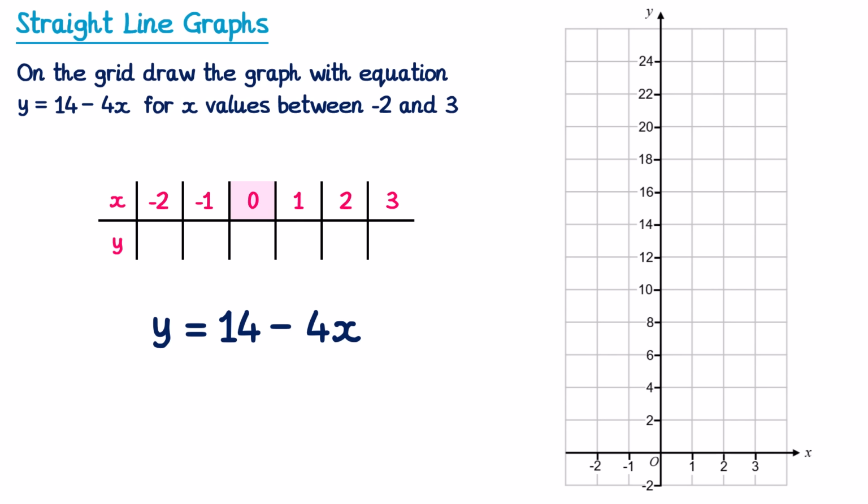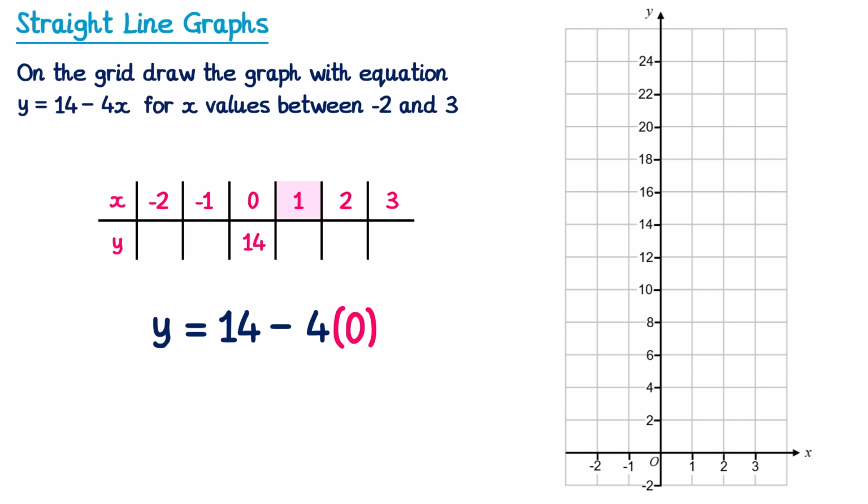So y equals 14 minus 4x. Let's start with x equals 0, so let's substitute in 0 for x. Then we've got 14 minus 4 lots of 0. Now we need to be careful about the order of operations here. We've got a subtraction and a multiplication, and the order of operations says we do the multiplication first. So the first thing we do is work out 4 lots of 0, which is obviously 0. So we've got 14 subtract 0. 14 subtract 0 is just 14. So when x is 0, y is 14.